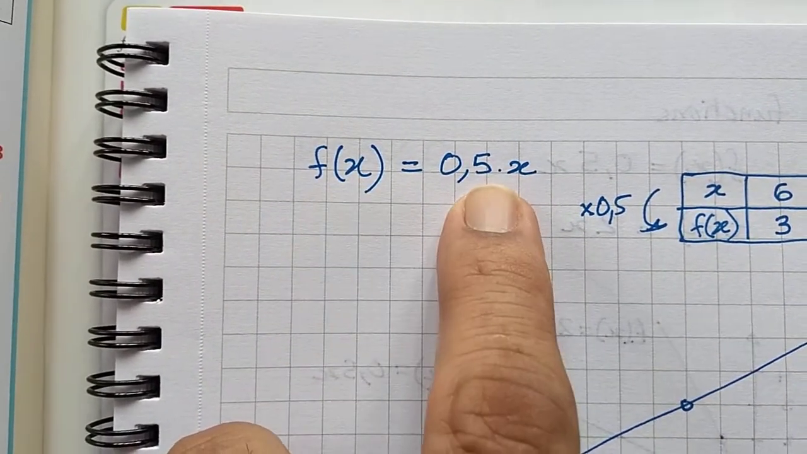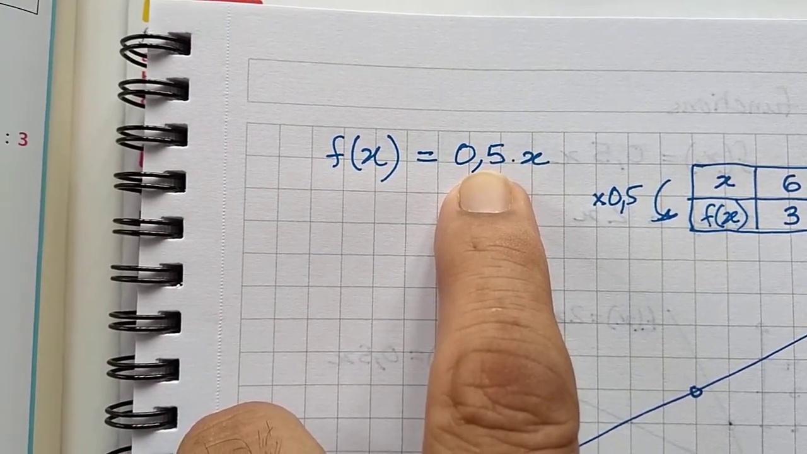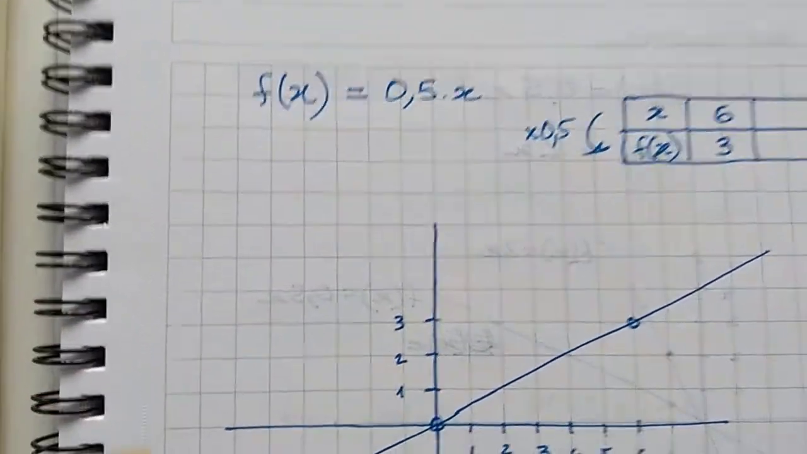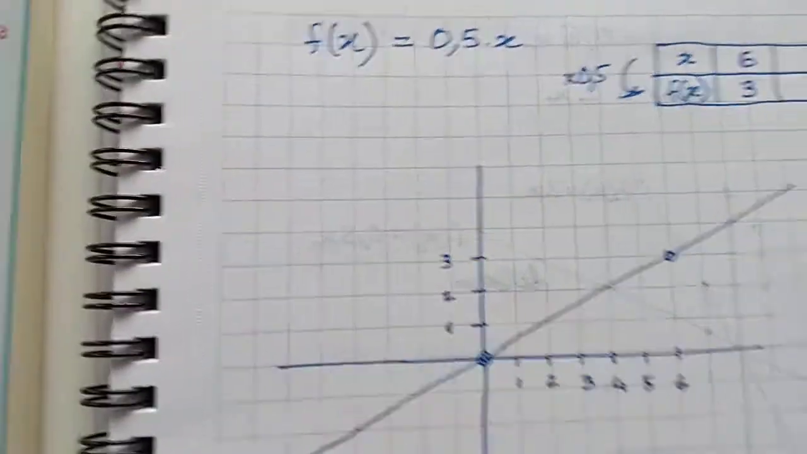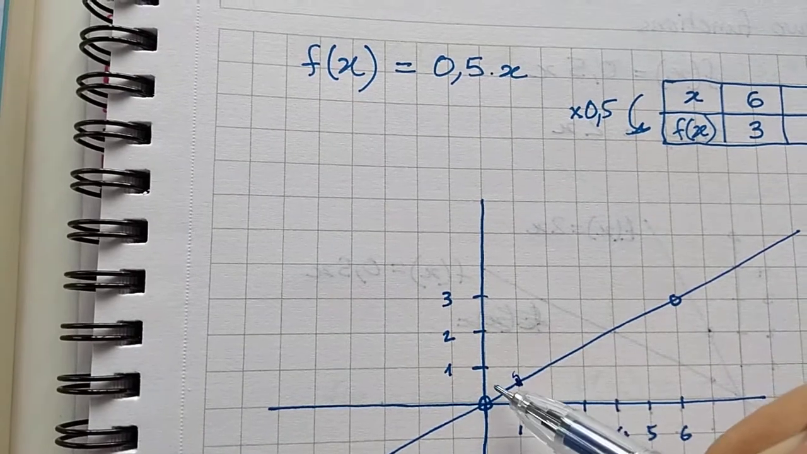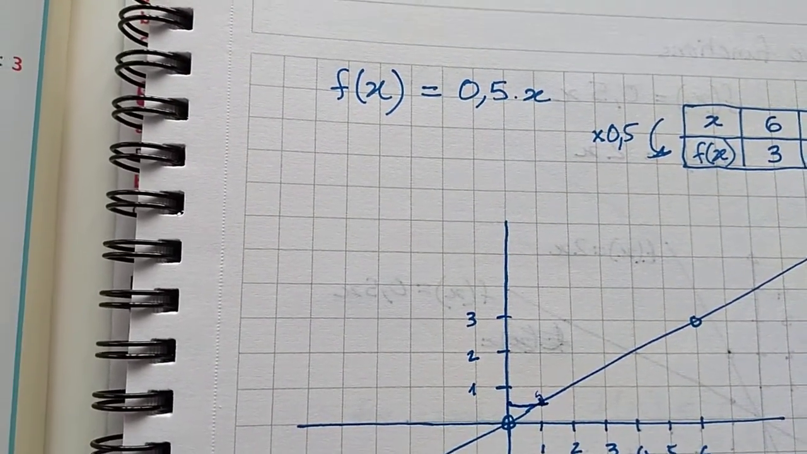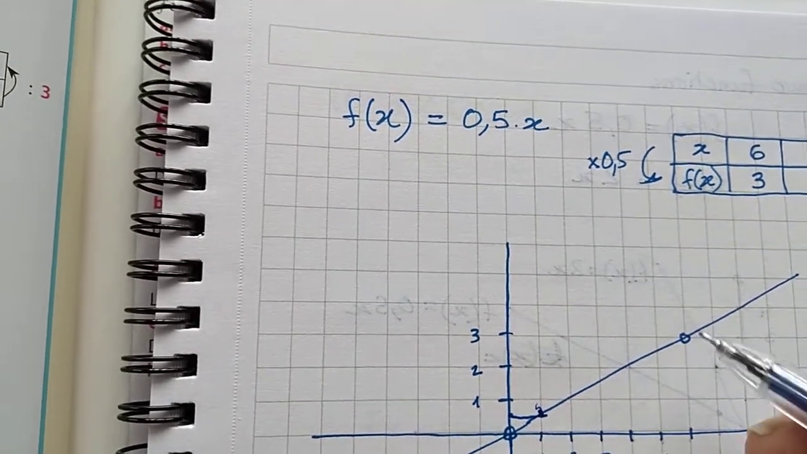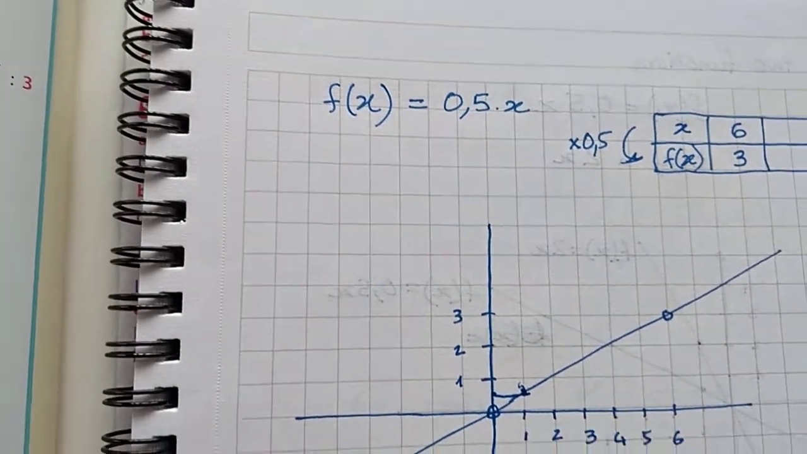f(1) would equal 0.5 times 1, it would equal 0.5. And if we come down here and see, f(1) is here, which is actually 0.5. We could have taken this point and joined the line. Normally we take a point a little bit further away from the origin so that we don't make a mistake in drawing the line.